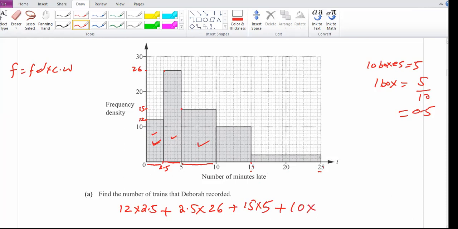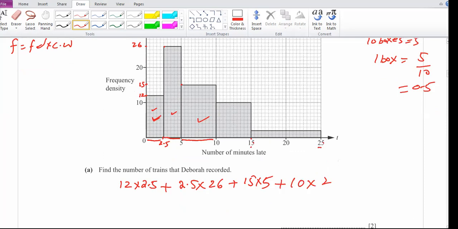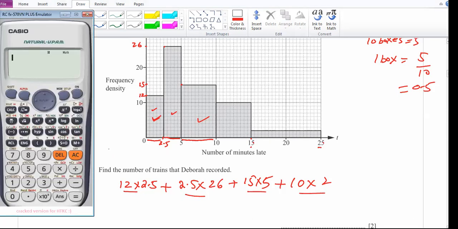Frequency density is just 2 boxes, and we know vertically each box is equal to 1, so it is equal to 2. Okay, so for each box we found the number of trains. This box represents these, this box represents these, and this box represents this. So let's calculate them: 12 into 2.5 plus 2.5 into 26 plus 15 into 5 plus 10 into 2.